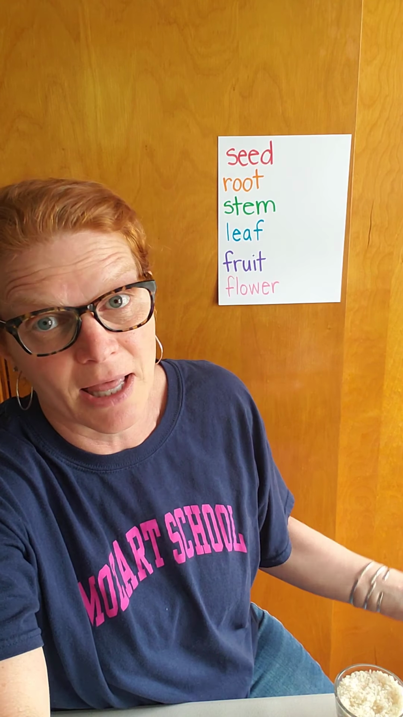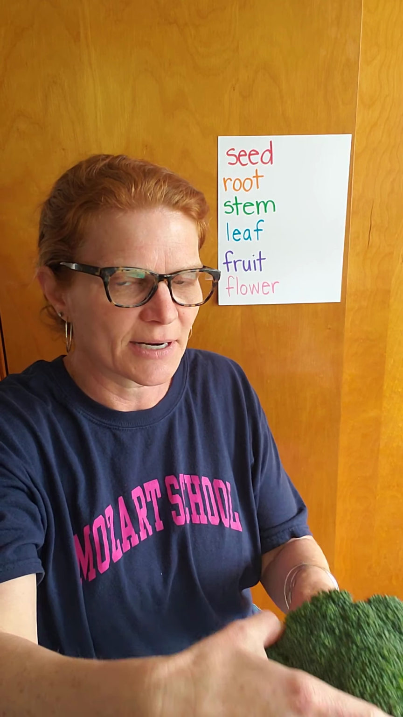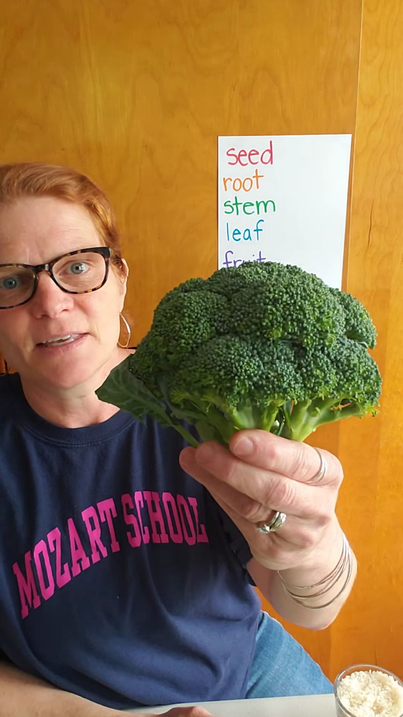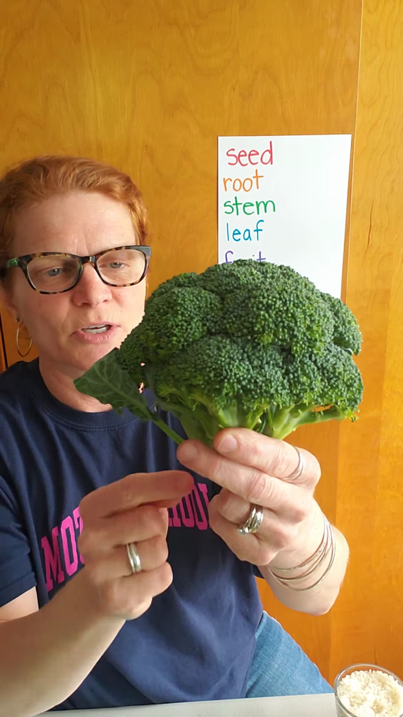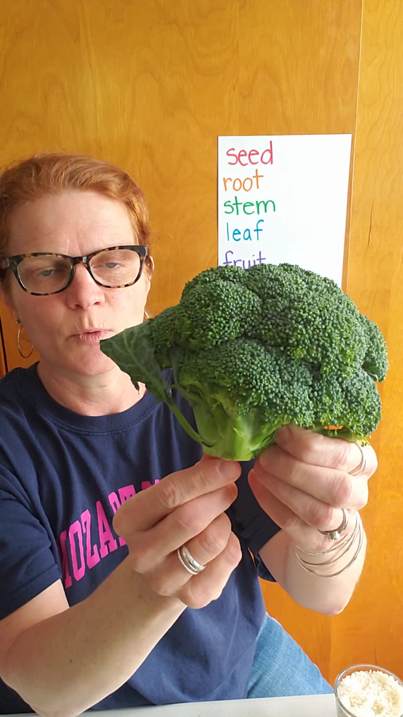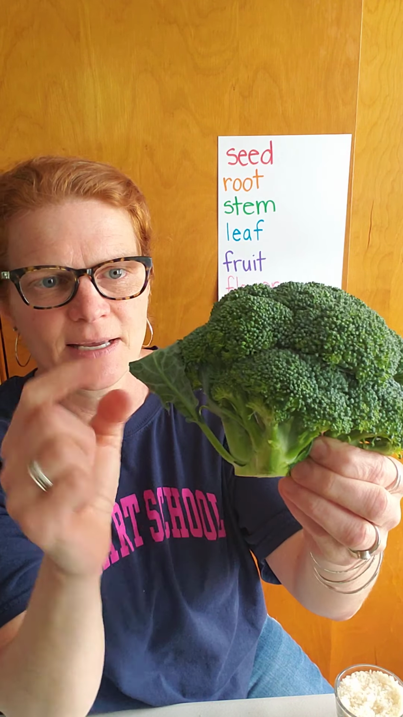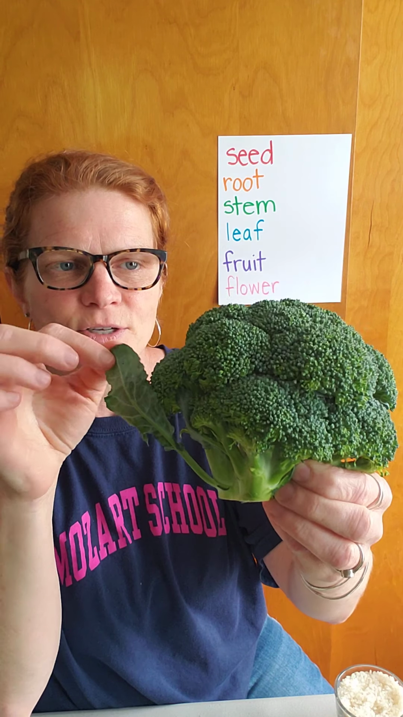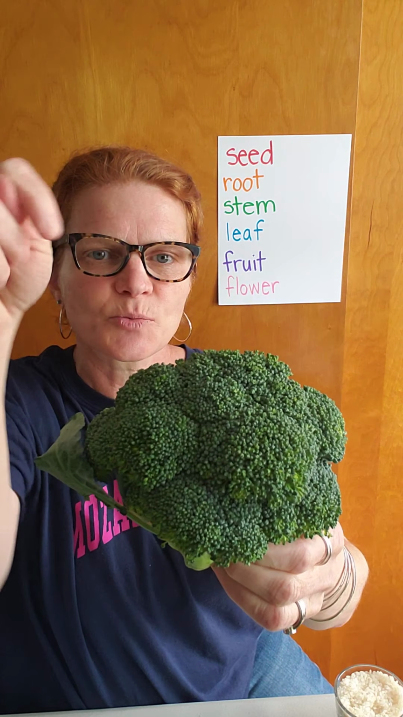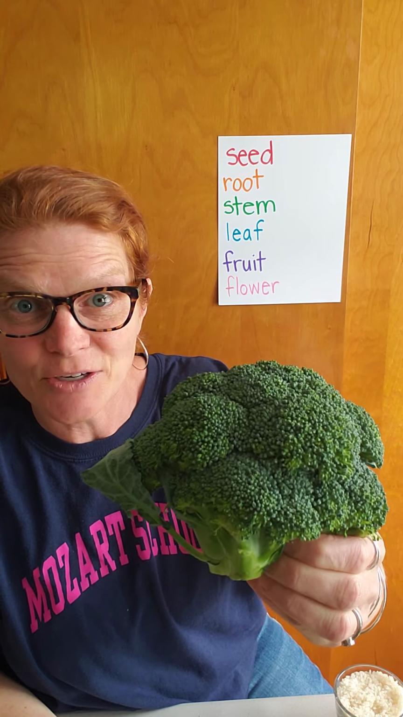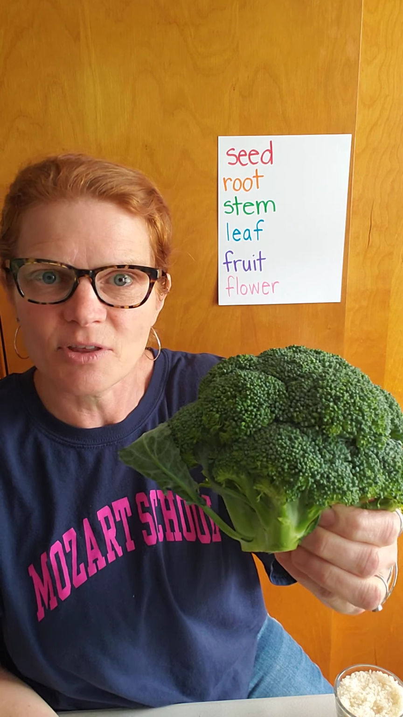The last word I have on my list is flower. Now flowers, we don't eat a lot of flowers. I couldn't think of a lot. Maybe you could think of some more ideas, but I thought of this food. Now this is also one of my favorite vegetables. You can see that this was part of a plant, has some stems. It even has a little leaf attached. But up here, this delicious part that we like to eat is actually the flower of the broccoli.